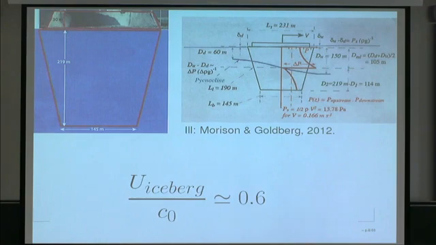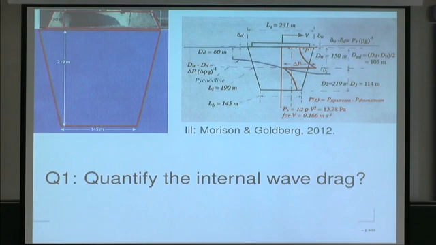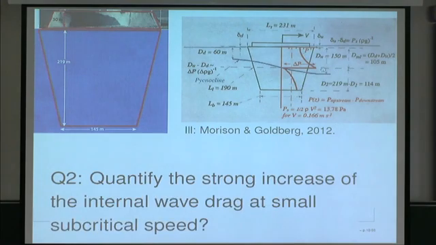I'm going to discuss the historical observations of Nansen and model that. But okay, we are left with some questions here. First, how to quantify the internal wave drag, or how to quantify the strong increase of the internal wave drag at small subcritical speed, because the speed is really very small.